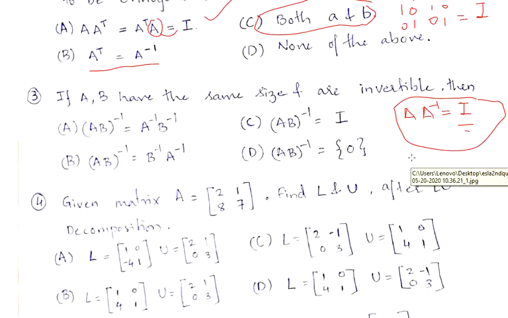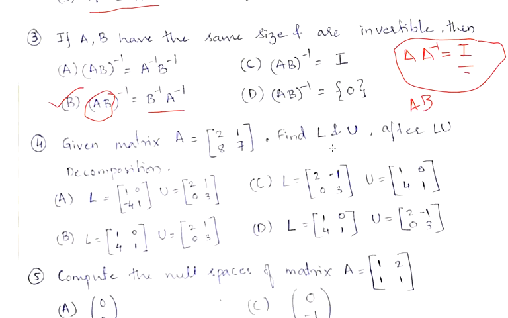So when we are dealing with two matrices A comma B, then it is always the inverse of the product will be equal to the product of the inverses of the individual matrices in a reverse order. Okay, so B is the answer. This is one of the properties of the inverses of the matrices. Okay, so B is the answer.